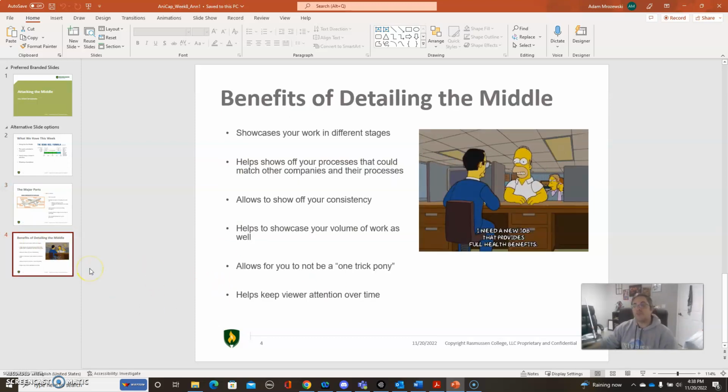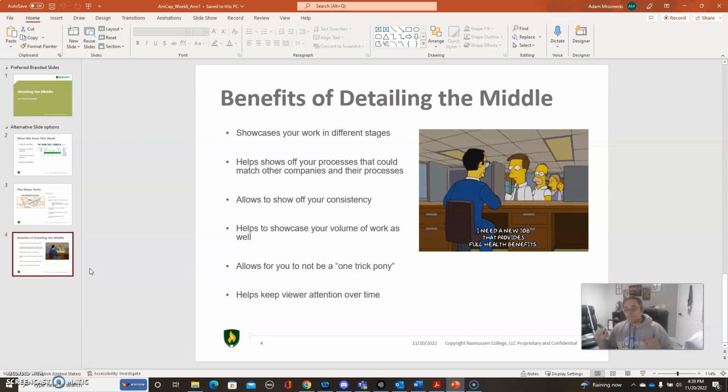Now, keep in mind there are some benefits of detailing the middle, in between those first 30 seconds and those last 15 seconds, that minute and 15 that you've got. This really helps showcase your work in different stages. It helps show off processes that could match other companies' processes and really showcase how you can fit in a lot of times. It also allows you to showcase your consistency, and that really helps out.